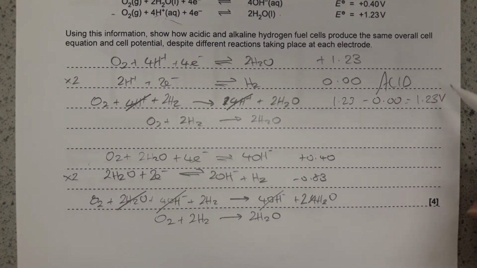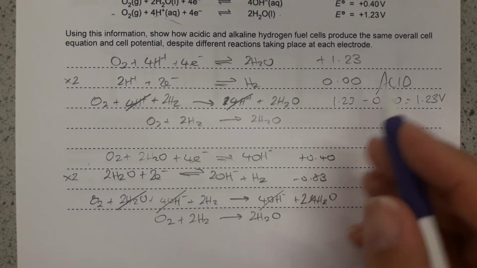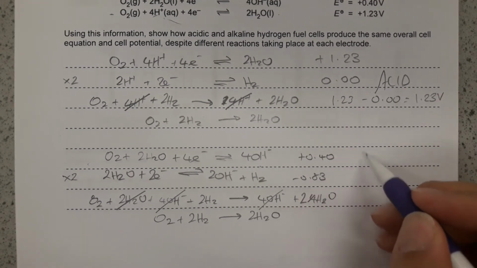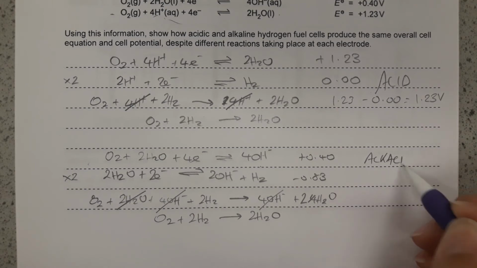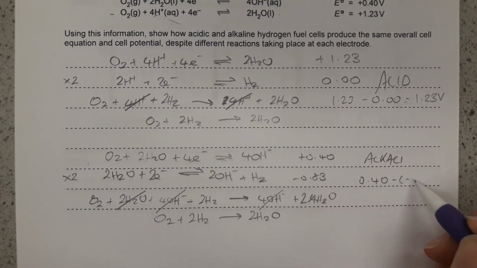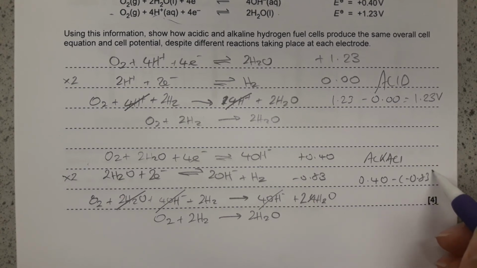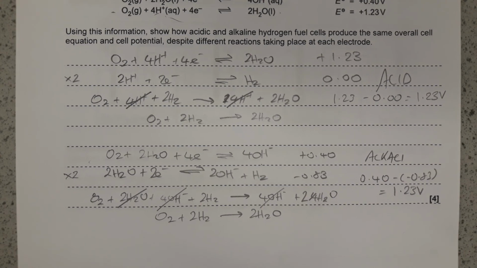Now we've got to show that both the acid and alkaline fuel cells will produce the same voltage. So we take the electrode potentials here. Let's label this as the alkaline fuel cell. We've got 0.4 minus negative 0.83, and that equals, again, 1.23 volts. There's your question answered.